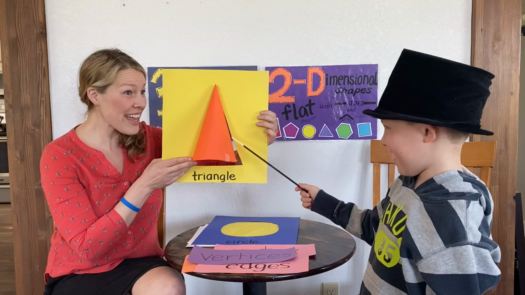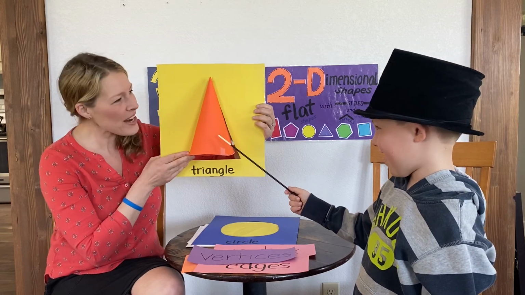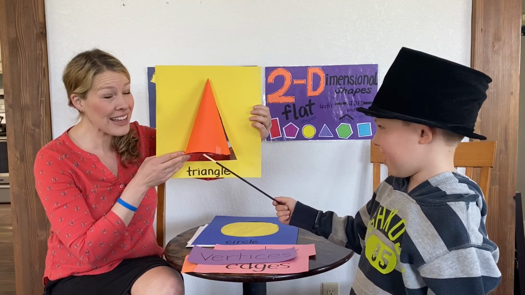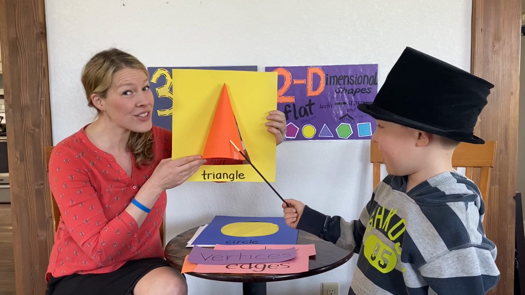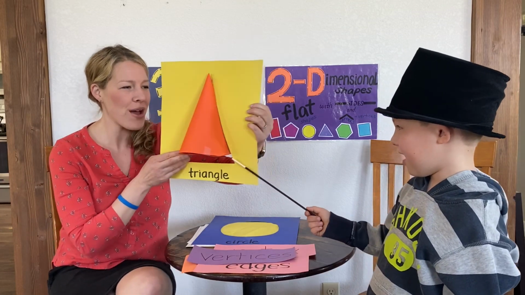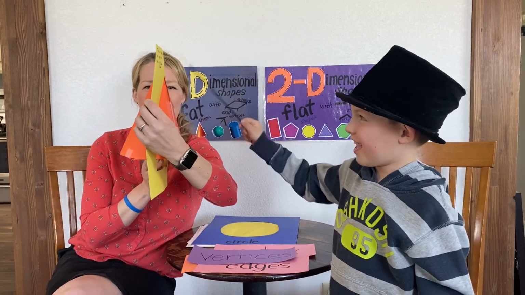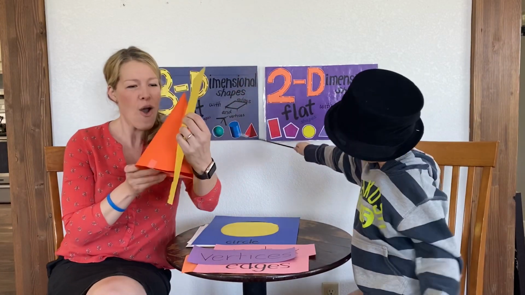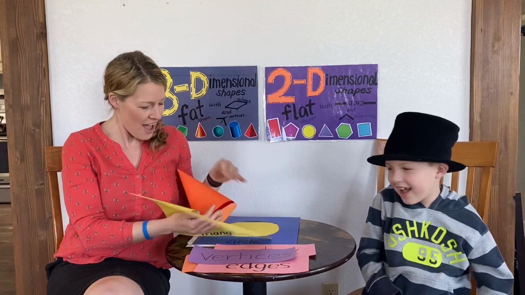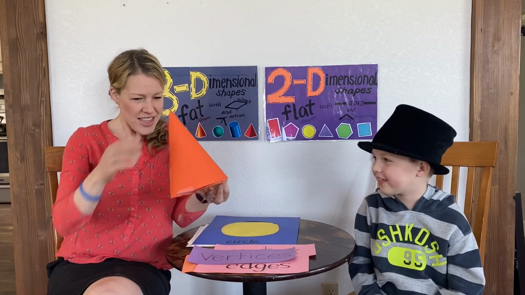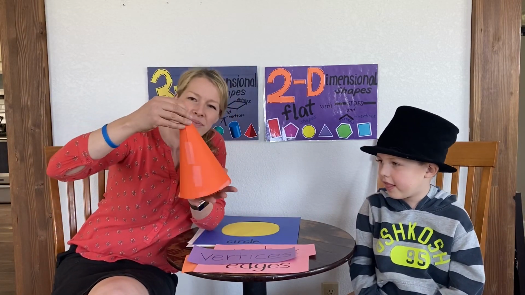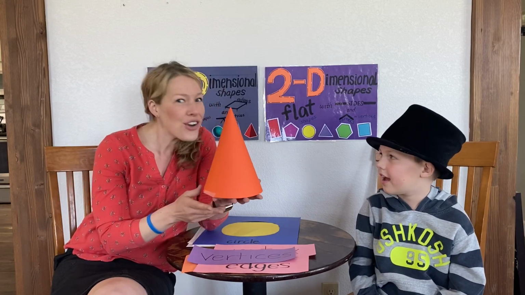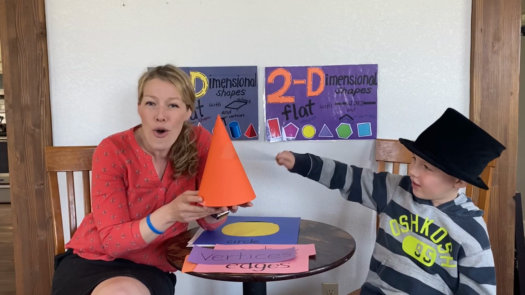Whoa! Look at that! Wait a minute, from the front, it might still look like a triangle to you, but when you turn it to the side, he made it 3D. Wow, I'm going to pull it out. What is this 3D shape? This is a cone. Everybody say cone.